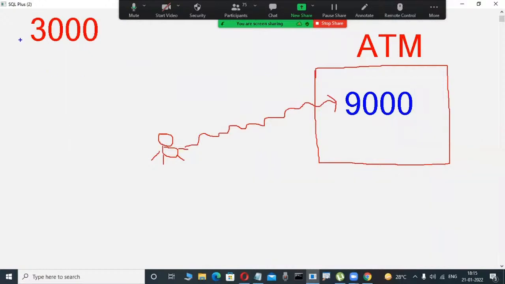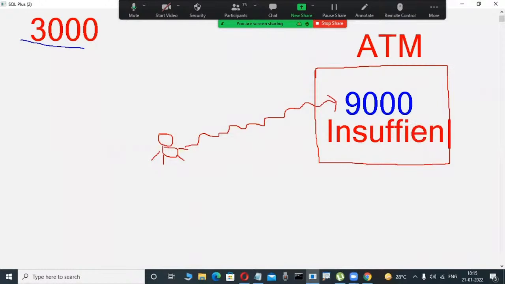Here my balance is 3,000, but how can I get 9,000 rupees? It is impossible. In this case, it will give a message. Are you observing your ATM machines? Maybe some message will be displayed, such as "insufficient funds."